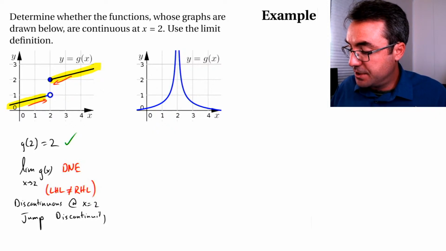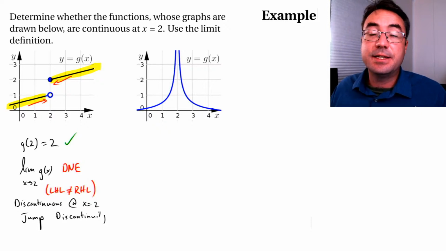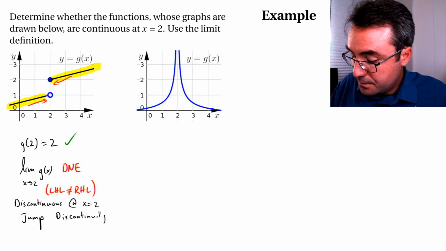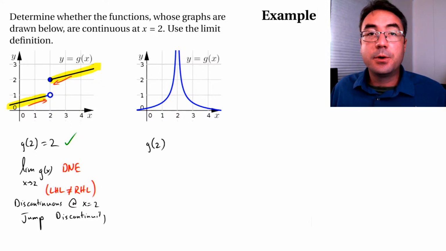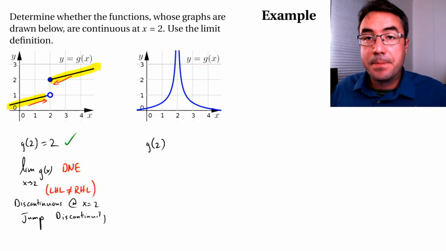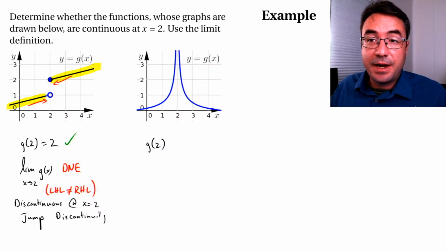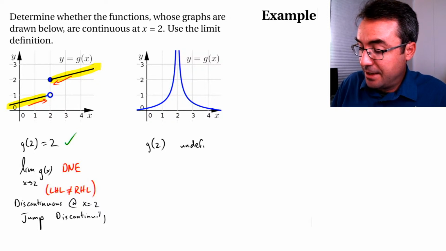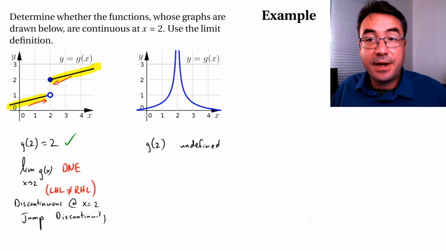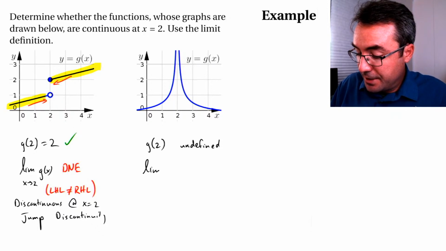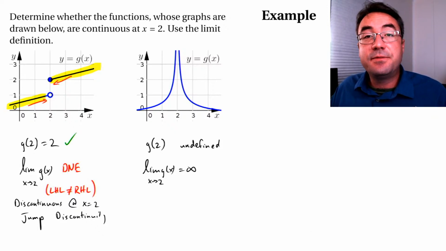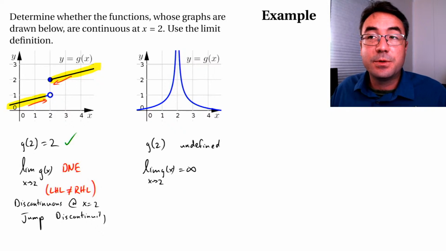One more example just to see, functions that are not continuous, that are discontinuous. And this is sort of the most dramatic case here. We want to see if our function's defined. It's not. There's no filled in dot there at x equals 2, so it's undefined. We want to try to calculate the limit as x approaches 2, and we saw this last time. This is an infinite limit, so we say the limit is equal to infinity.